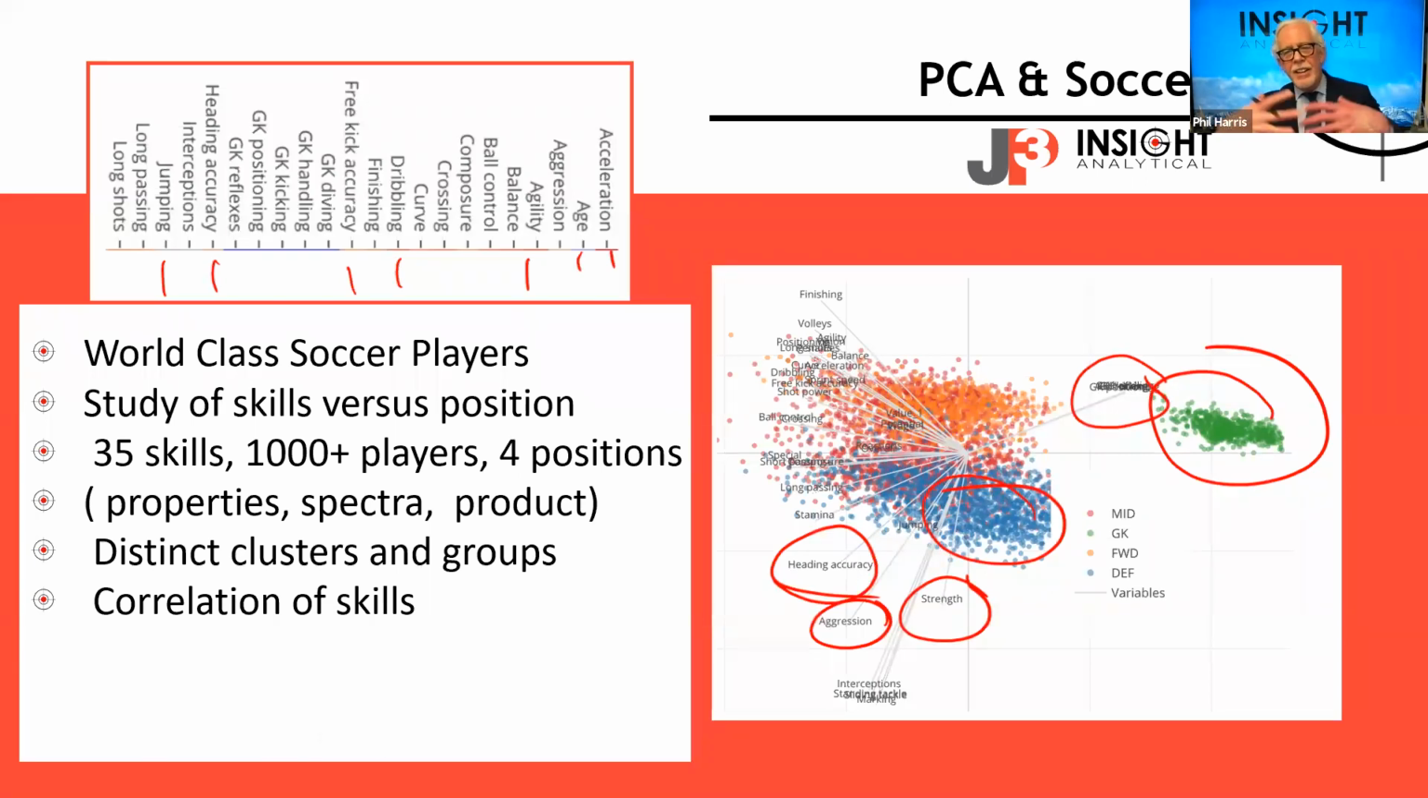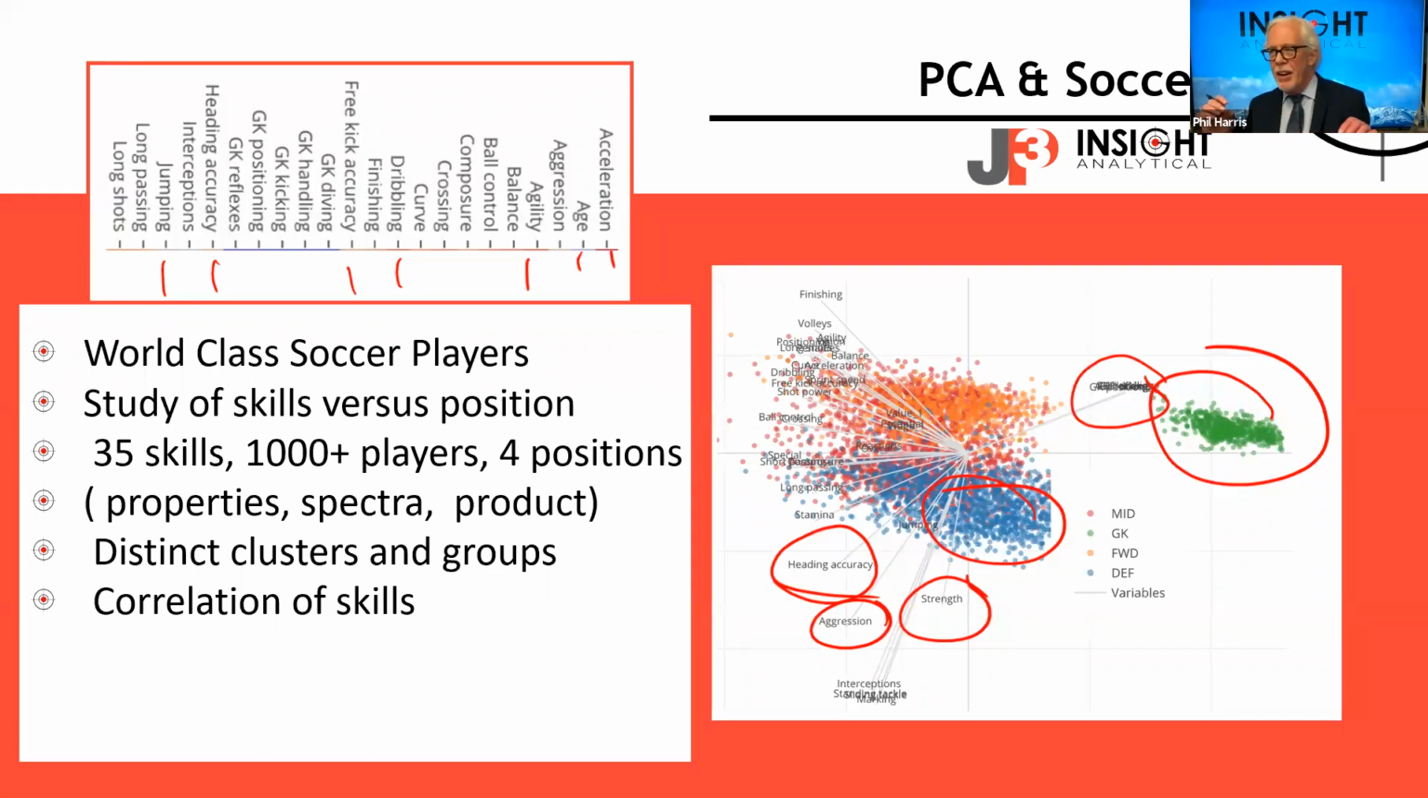And so he did this principal components analysis to see where different skills mapped out in terms of the player types and player positions. He did a second one where he compared a Brazilian soccer team to a Japanese soccer team, which was kind of interesting too.